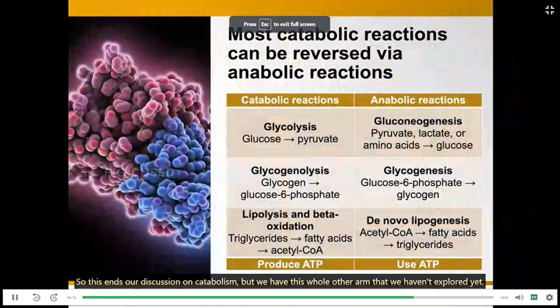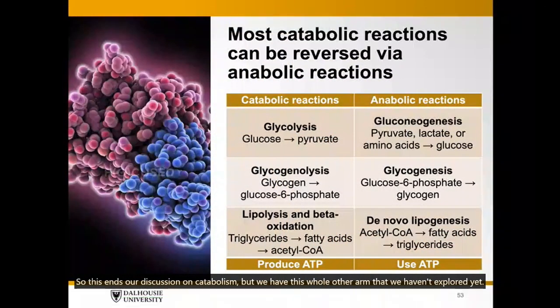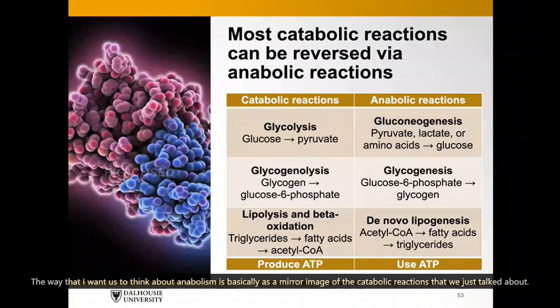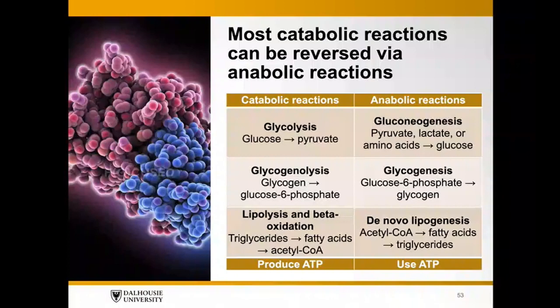So this ends our discussion on catabolism. But we have this whole other arm that we haven't explored yet, right? And that's anabolism. The way that I want us to think about anabolism is basically as a mirror image of the catabolic reactions that we just talked about. So these are all reversible reactions. For each catabolic reaction, there is the opposite anabolic reaction.